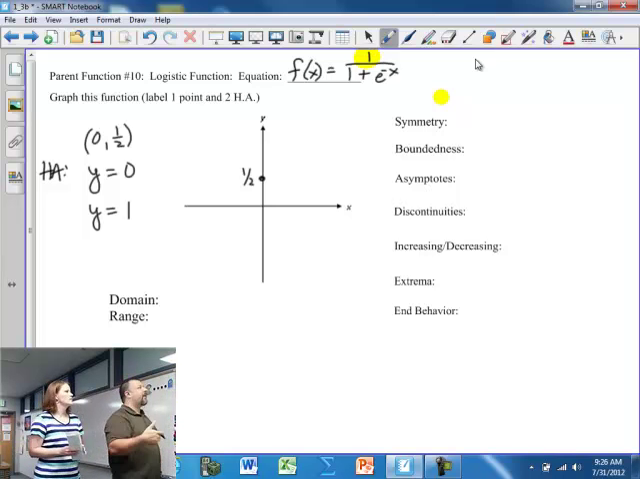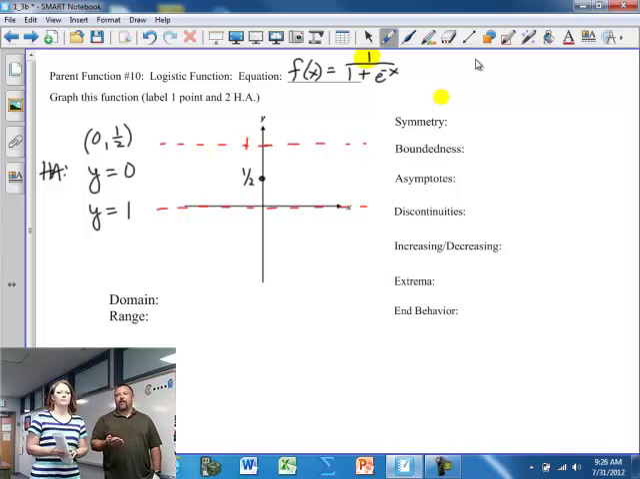If that changed to a 3, then our horizontal asymptote would end up being a 3. And we'll deal with that later in the year. But for now, we're just going to go between 0 and 1. So we have a horizontal asymptote at y equals 0, a horizontal asymptote at y equals 1. And a logistic function basically grows like an exponential function, but then it has a limit to its growth. That's why the upper horizontal asymptote is there.